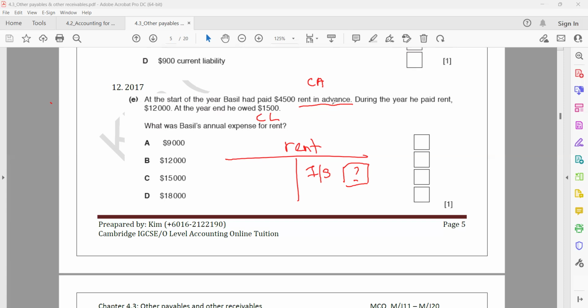Start of the year, rent in advance. Okay, paid rent in advance. This balance went down, 4,500 here. During the year, paid by bank, 12,000. End of the year, he owed, means balance CD, 1,500. So total, add up. How much? Let me count. 15,000. Okay, 15,000. No, not 18,000. This total adds up to 18,000. Okay, now let's continue.